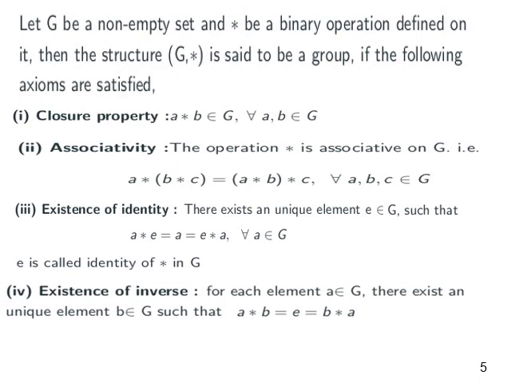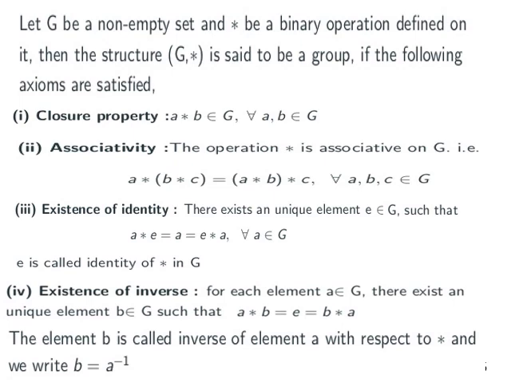Existence of inverse. For each element A belonging to the set G, there exists a unique element B belonging to G such that A star B equals E and B star A equals E. In this case, we call the element B the inverse of the element A with respect to the binary operation star, and we write B equals A^-1.